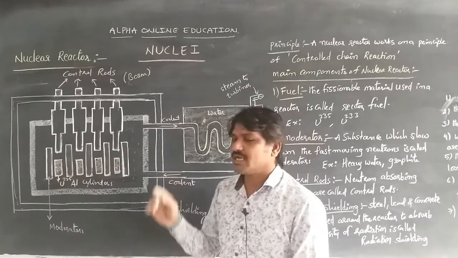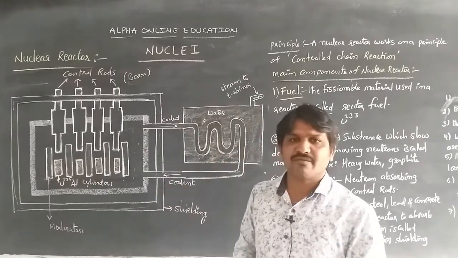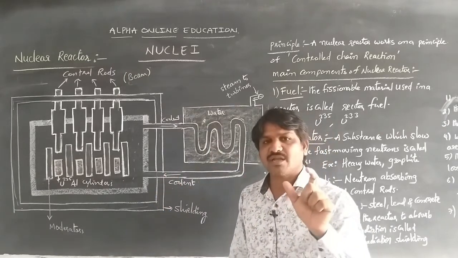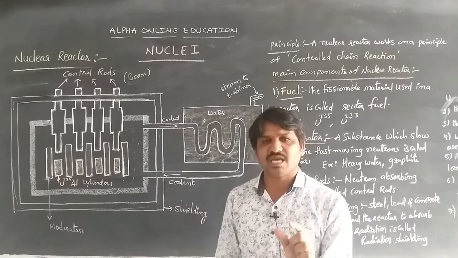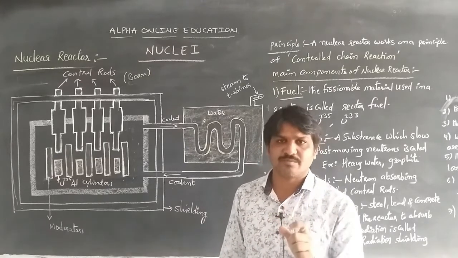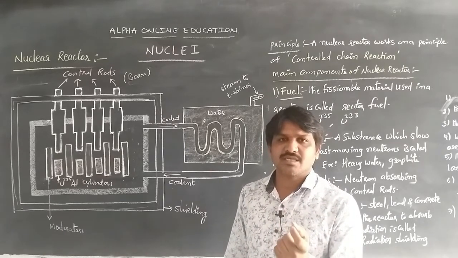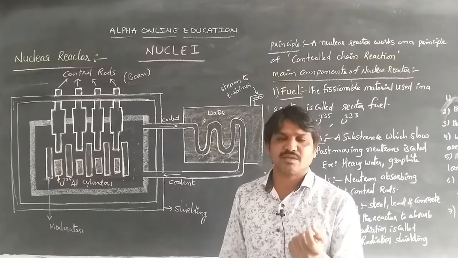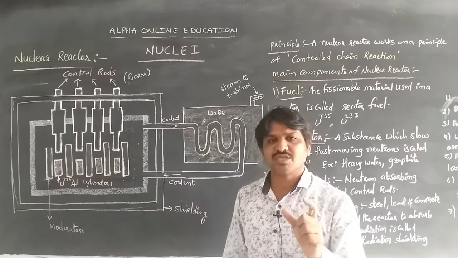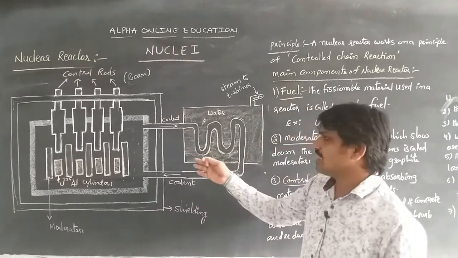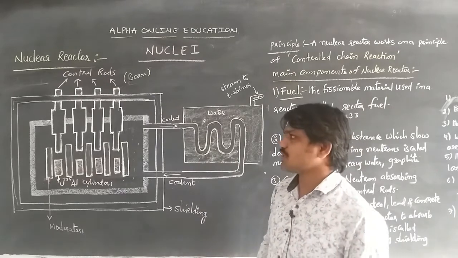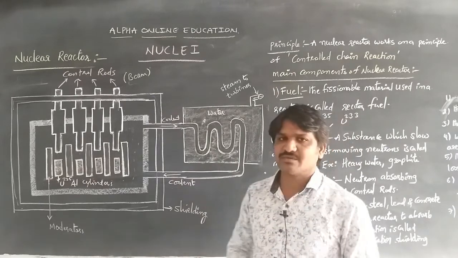A nuclear reactor works on the principle of a controlled chain reaction, meaning the chain reaction which happens in the reactor can be controlled. So here we can say that the nuclear reactor works on the principle of a controlled chain reaction. This is the labeled diagram of a nuclear reactor. We will discuss its main parts.